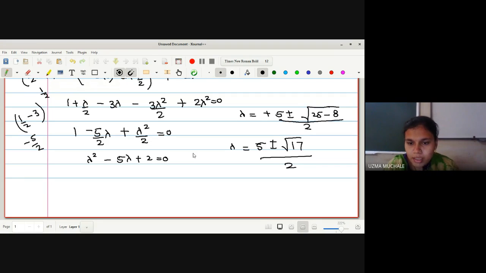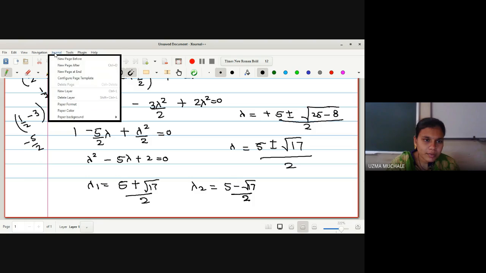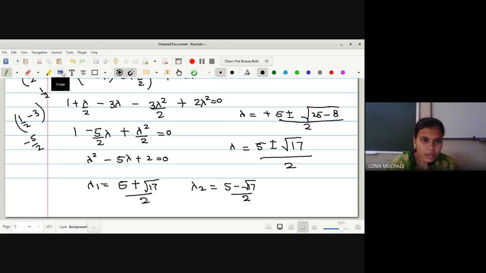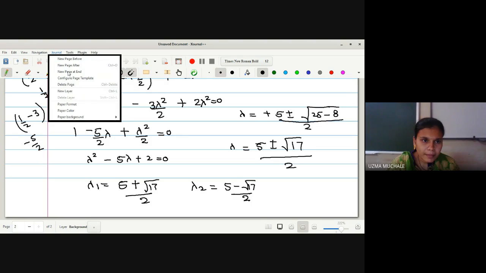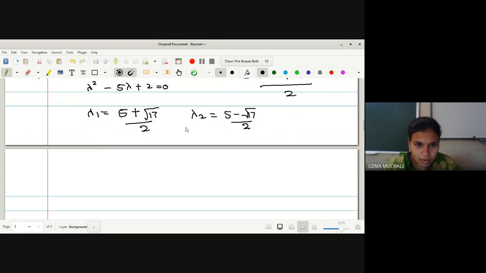If you want to work further, first you have to write these down. Lambda 1 is equal to 5 plus under root 17 by 2. Lambda 2 is equal to 5 minus under root 17 by 2. What will be our next step? We have to now resubstitute all these values. First we have to work for lambda 1.